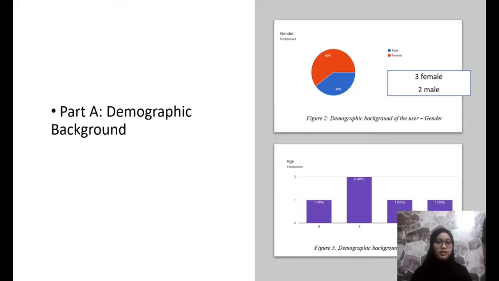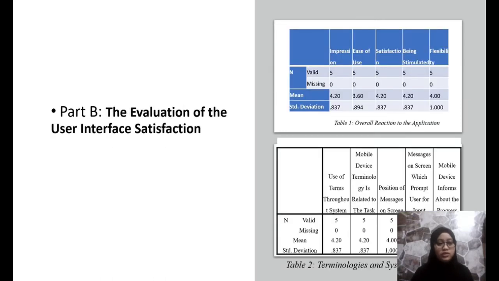I will be explaining about the evaluation instrument and the results. We are using a questionnaire based on Chin, Diehl, and Norman 1988. It has two parts, Part A and Part B. For Part A, demographic background, we have 5 testers, 3 female and 2 male, between the age range of 8 to 10 years old. For Part B, the evaluation of the user interface.